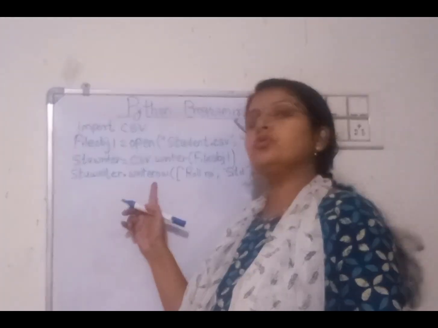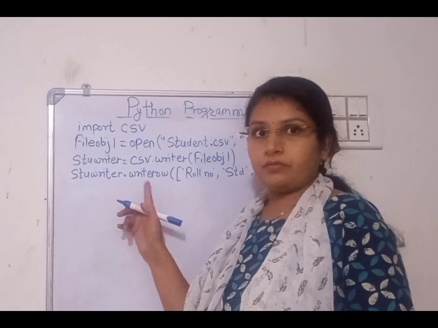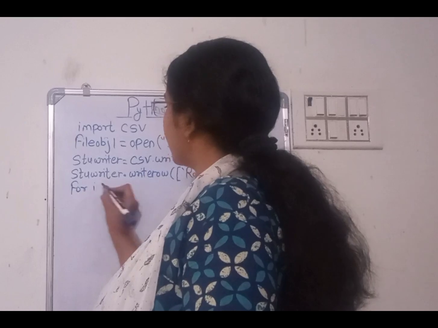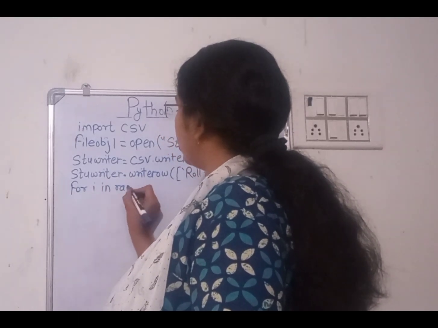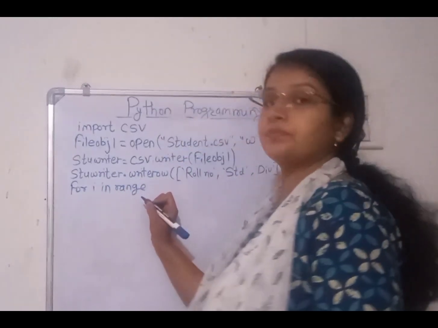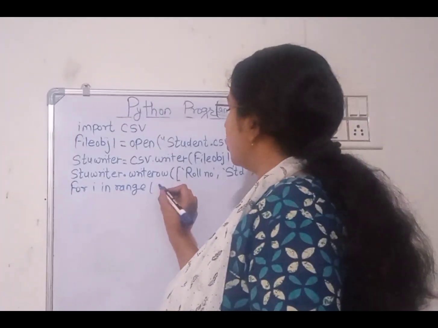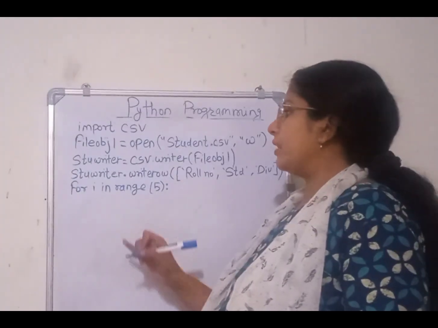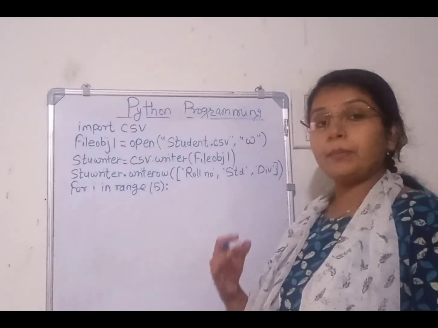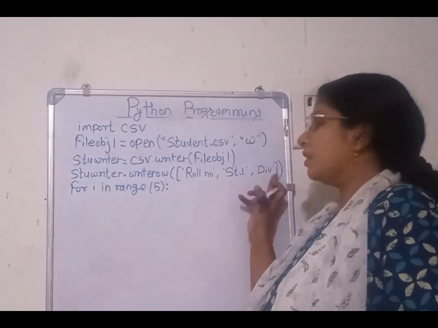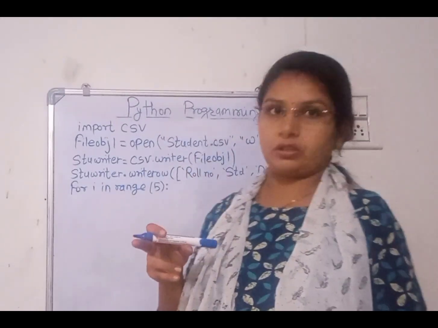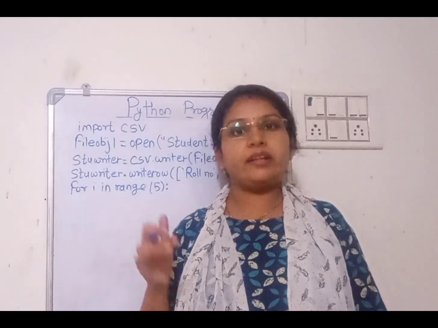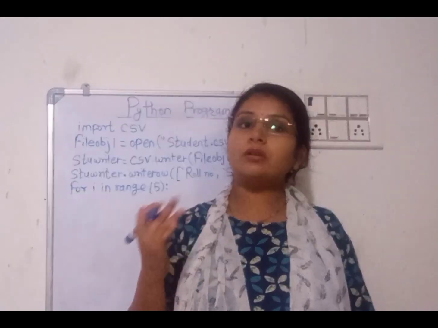For that also I am calling the write row method. So that's why I need to use the for loop. So for i in range, I want to include the 5 rows, 5 records. So my range will be 5, right? In that I am calling the write row method only, but first I need to take this attribute from the user. I am not giving data in the Python program. I am taking the data as an input from the user.